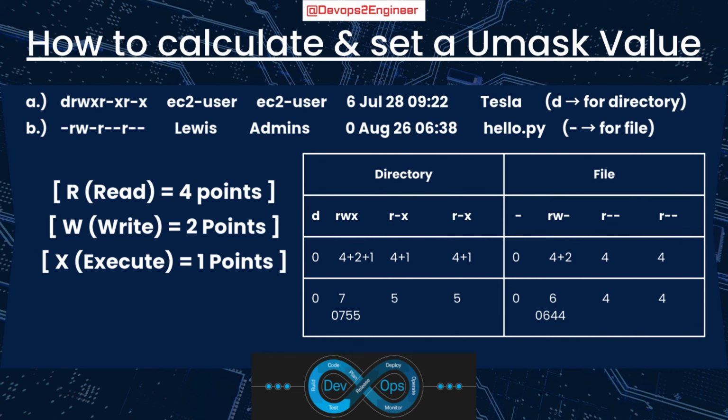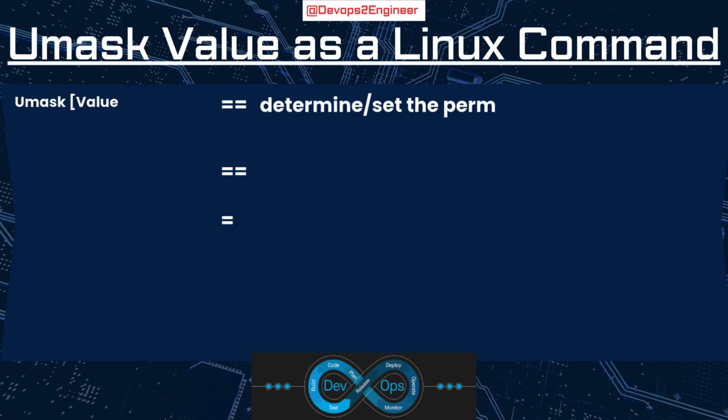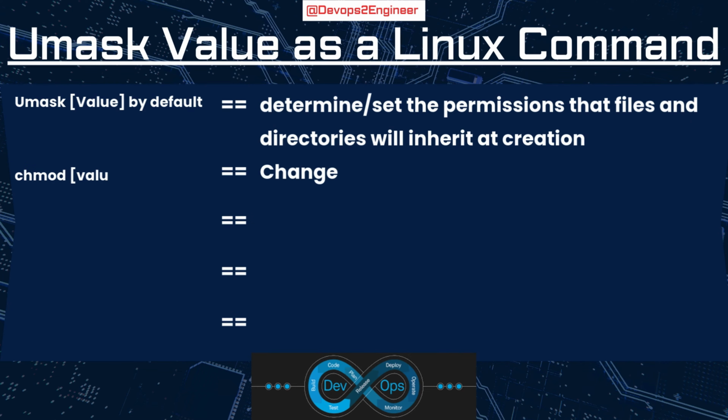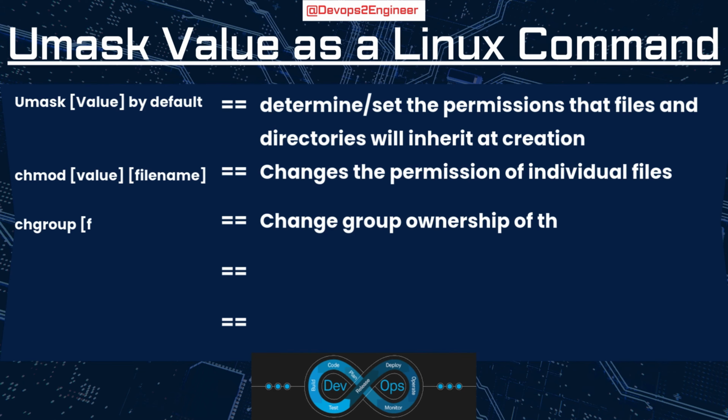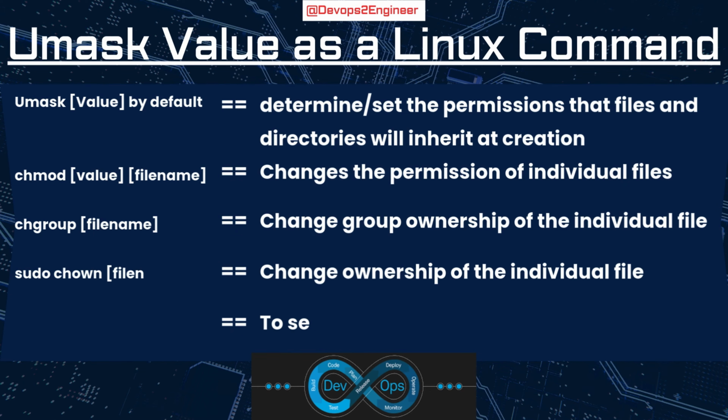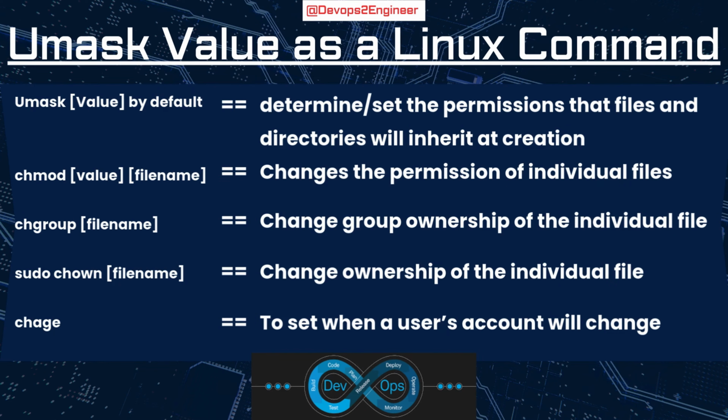Now let's do this with practical use. Remember, changing the umask value only applies to files that are created afterwards, as files will inherit this umask value upon creation. If you want to change the individual permission of each file, you will have to use chmod, or chgrp to change the group owner of the file, or sudo chown to change the owner of the individual file. Now let's go to practical.